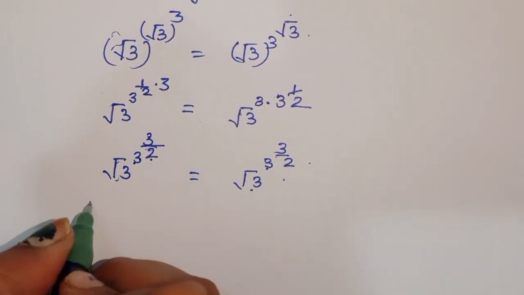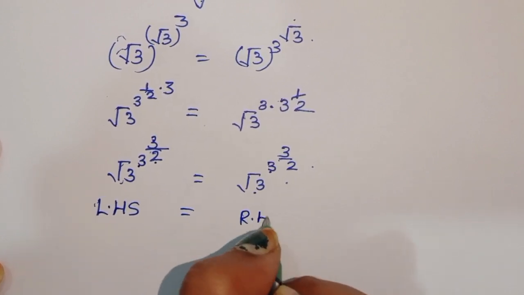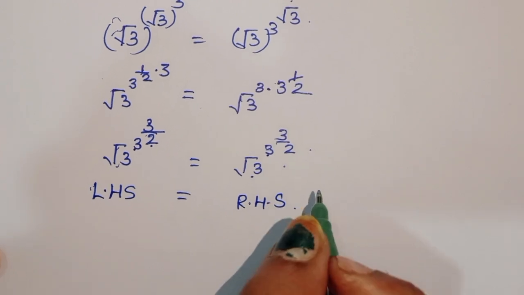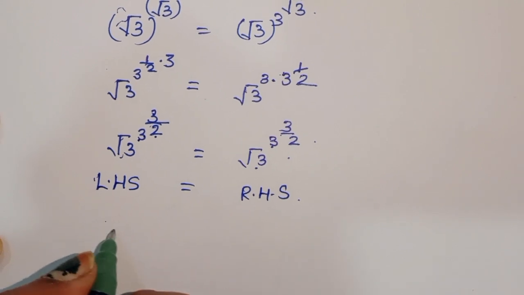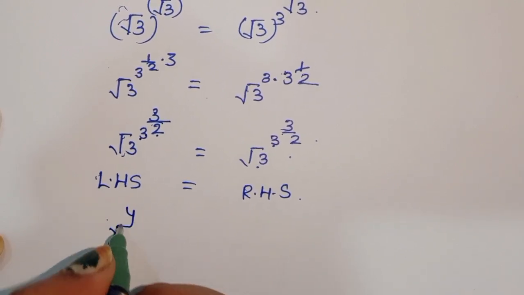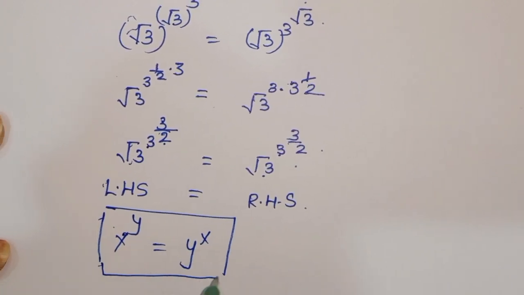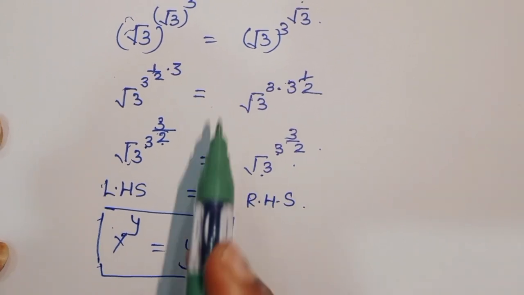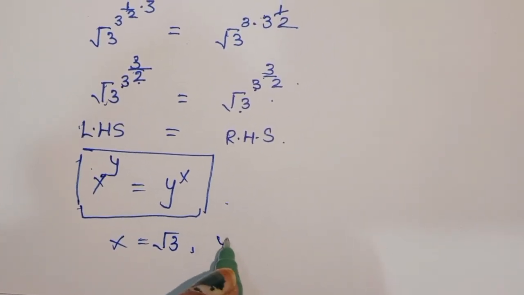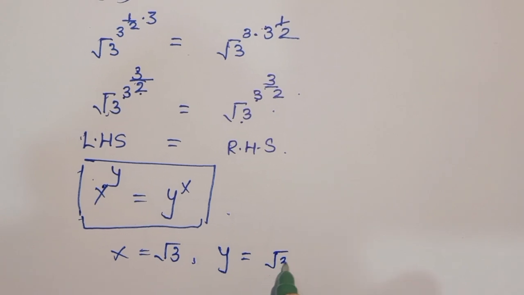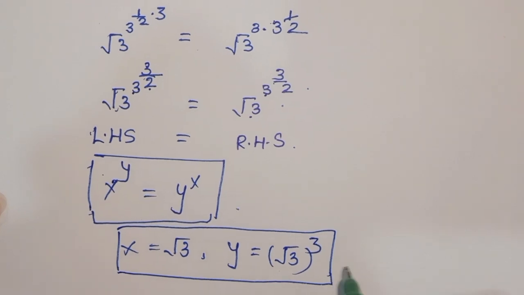So both sides are the same. So we can say LHS is equal to RHS. In this way we can say the values of x and y are correct. So x power y is equal to y power x is proved here. And the value of x is the square root of 3, and the value of y is the square root of 3 raised to 3. This is the solution. Thank you.